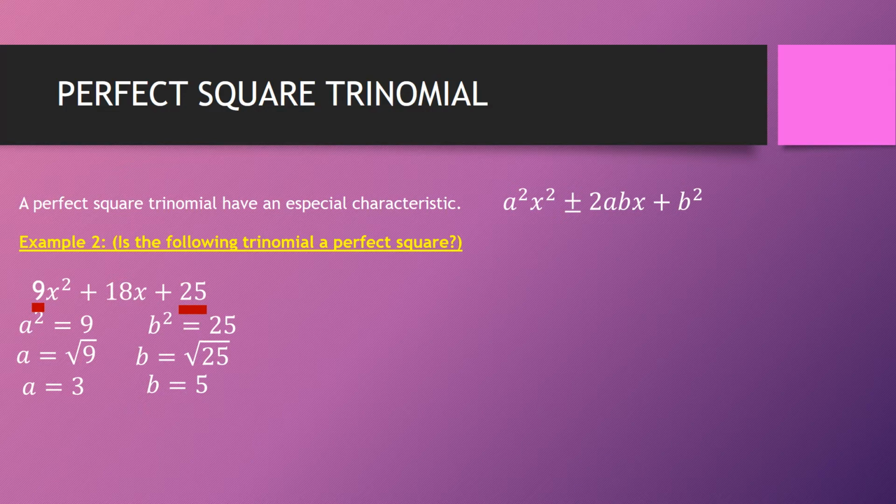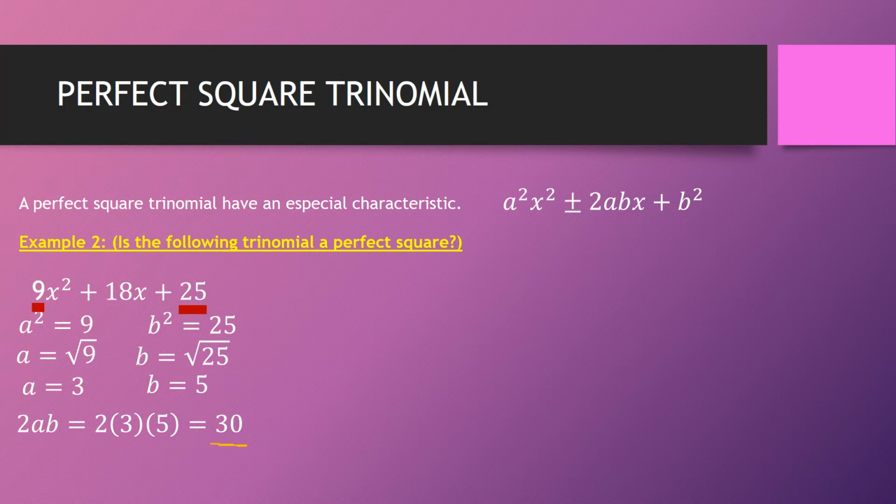Now, the second characteristic. I need to multiply 2 times a times b, which is 2 times 3 times 5. 2 times 3 is 6, times 5 is 30. Now, as you see, in this case, 30 is not equal to 18.